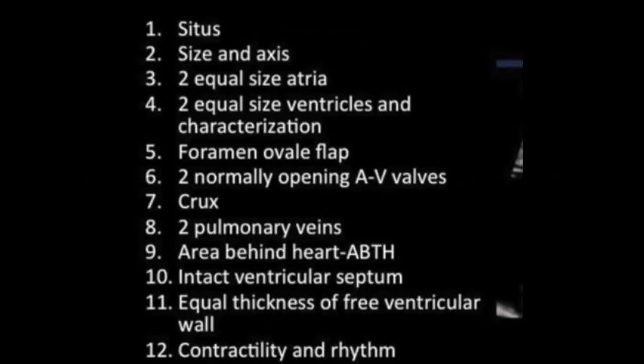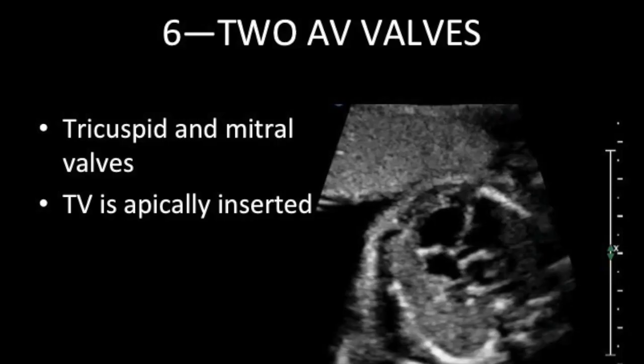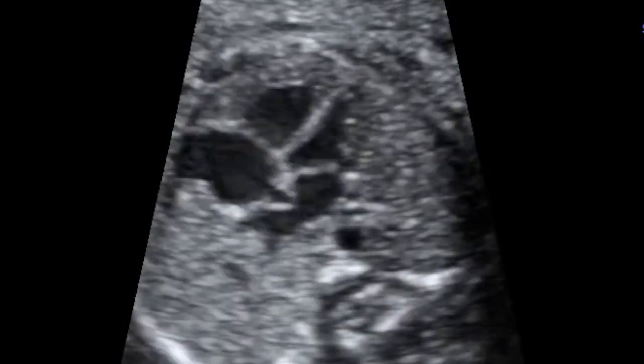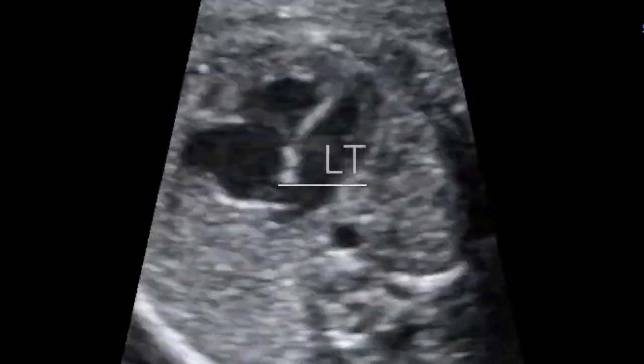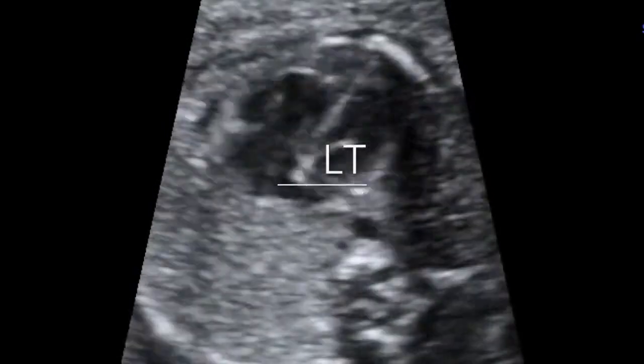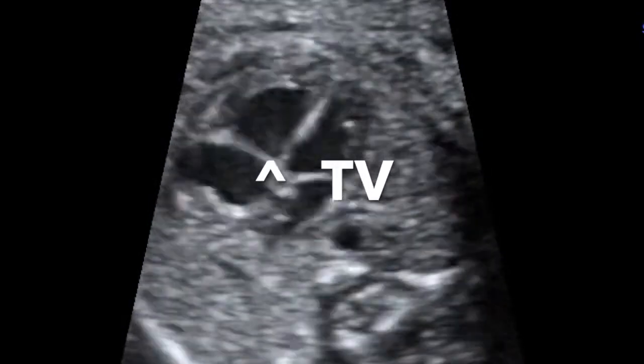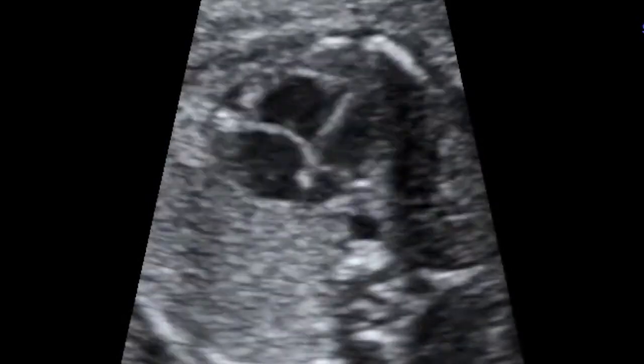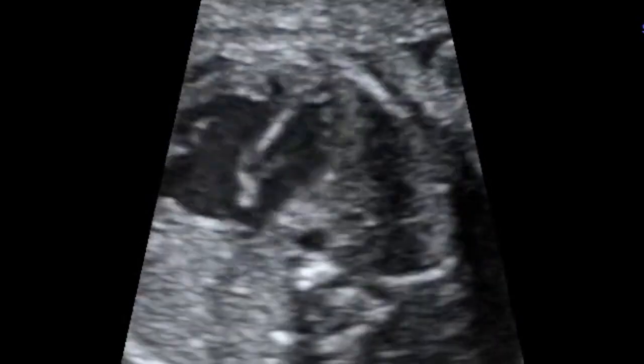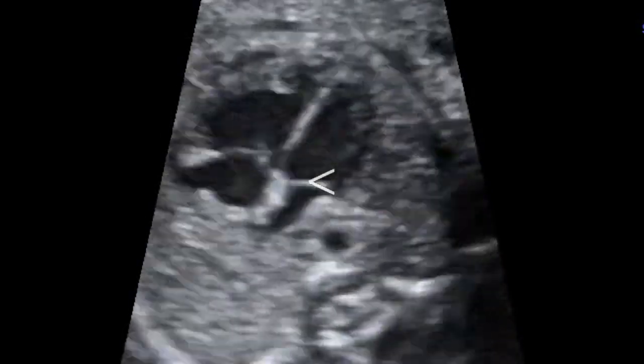With this, we come to a sixth point, that is two normally opening AV valves. These are the two atrioventricular valves. This is the left side, this is the right side. So these are the mitral valve and the tricuspid valve. The tricuspid valve is slightly apically inserted at the ventricular septum. So this forms an offset, and this itself is the seventh point, which is the crux of the heart.